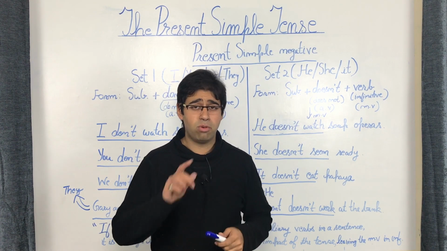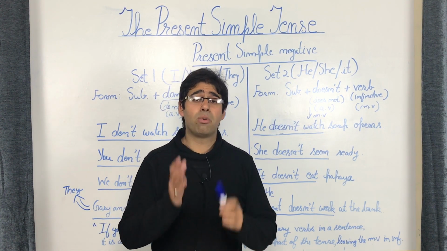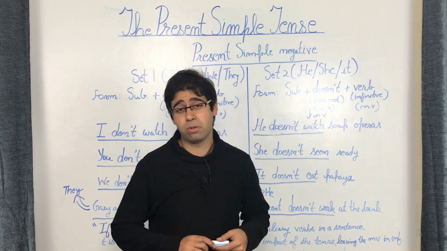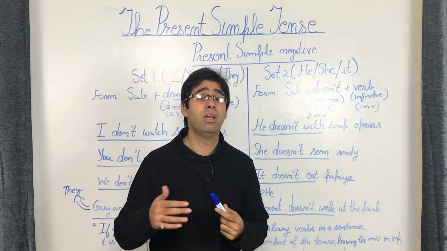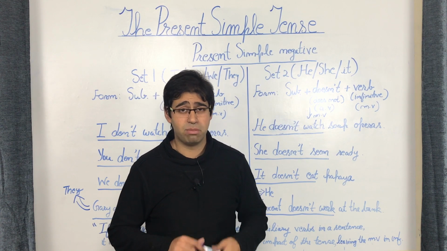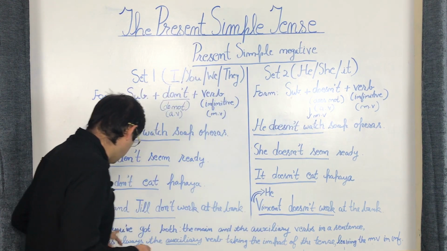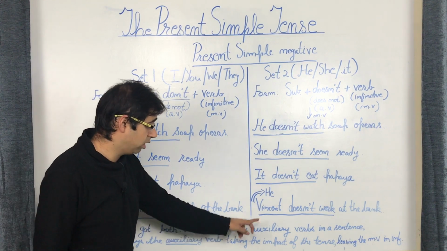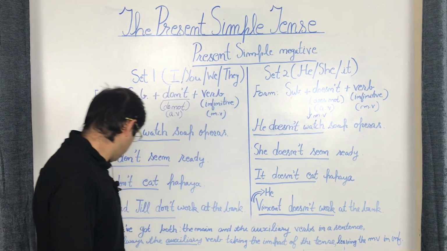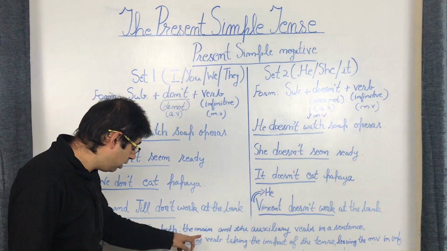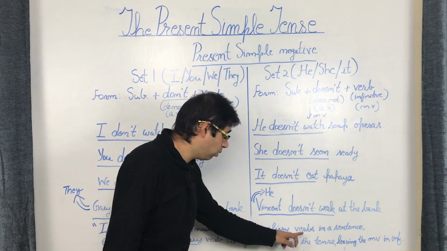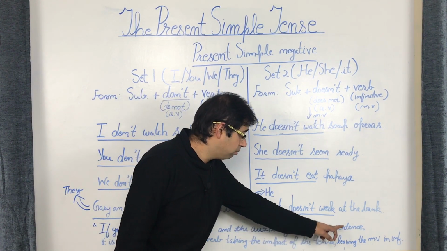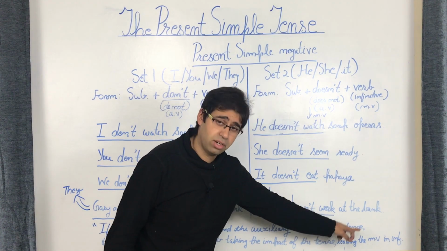Now, before we move on to the next section, a very important golden rule which I always advocate to my students so that it helps them avoid the subject-verb disagreement: if you've got both the main and the auxiliary verb in a sentence, it is always the auxiliary verb taking the impact of the tense, leaving the main verb in its infinitive form.